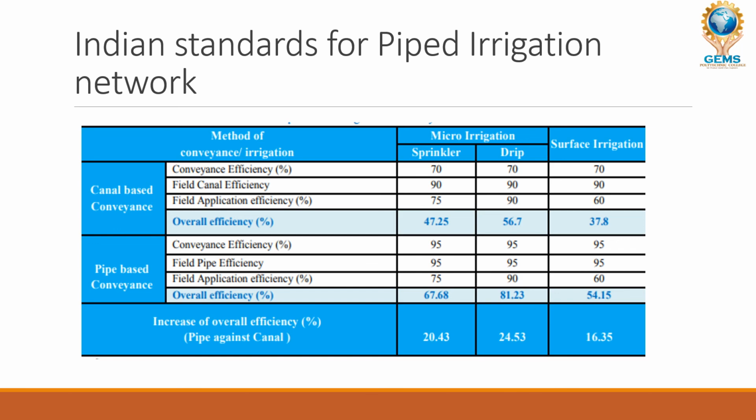The efficiency you should reach is as mentioned here: micro irrigation is 95, 95, 95. Field application efficiency should be 75, 90, 60. At least you have to reach this efficiency. The field efficiency is the practical efficiency, like 75, 90, 60. You should at least achieve this efficiency. Okay, fine.